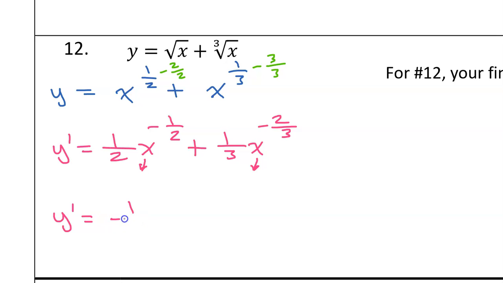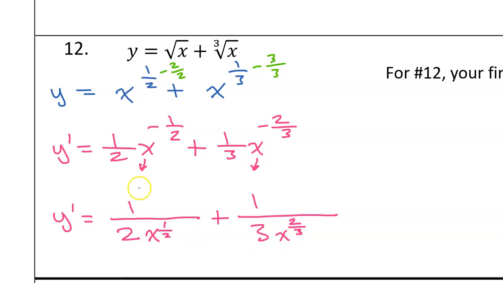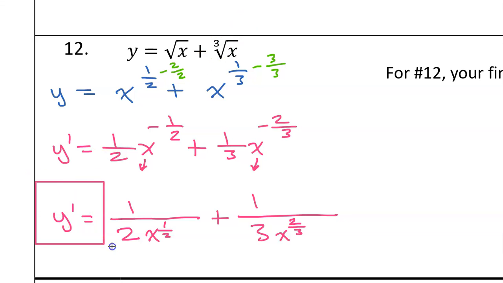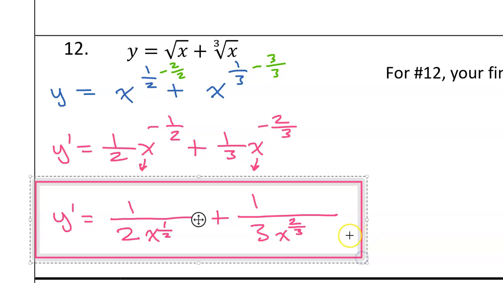So here's my 1/2. But I'm dropping this x to the negative 1/2 power down, and I'm going to make it x to the positive 1/2 power. And I'll do the same thing right here. There's my 1/3. If I drop this down, I've got x to the positive 2/3 power in the denominator. So according to the rules of engagement, I can leave my answer like this.